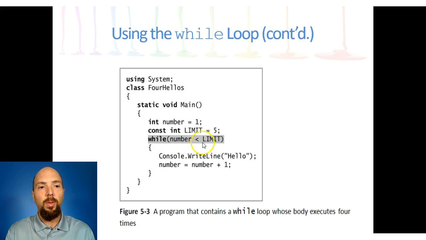All right, so in this case, while the number is less than the limit, write to the screen, or to the console, hello, and then increment number by 1, and then it repeats. Okay, now number is 2, increment it by 1, repeat, and so forth. Keep doing that 5 times.